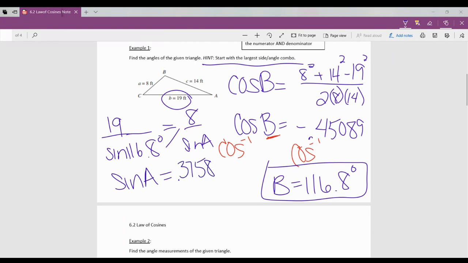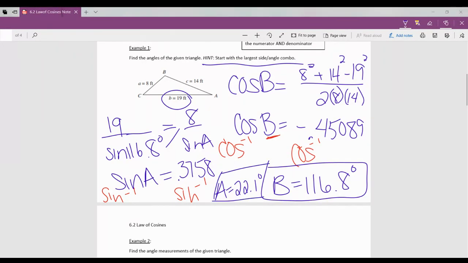Okay, and I want to undo that sine, so I'm going to do sine inverse. And I'm going to do second sine of my answer. And I want to round to 1 decimal place. So I get angle A is equal to 22.1 degrees.